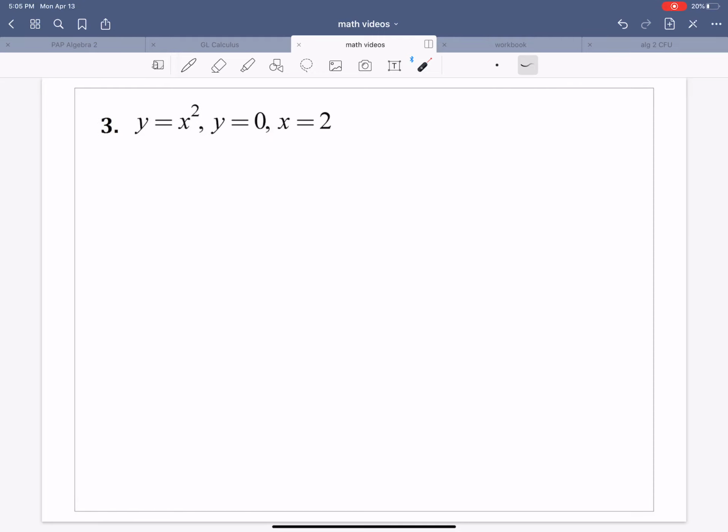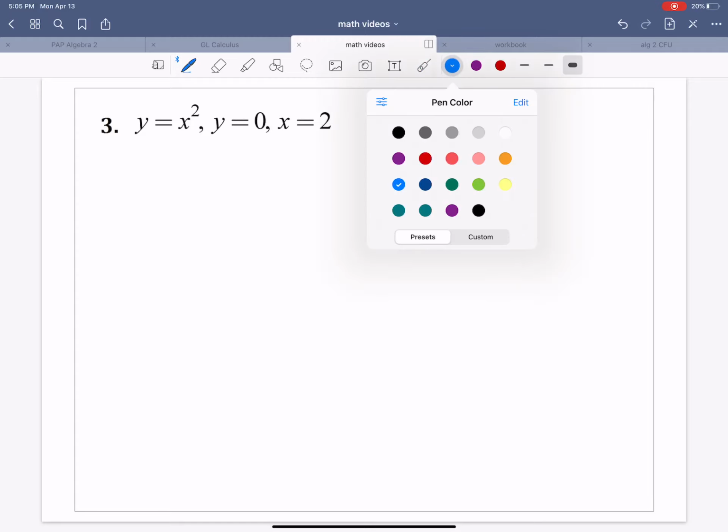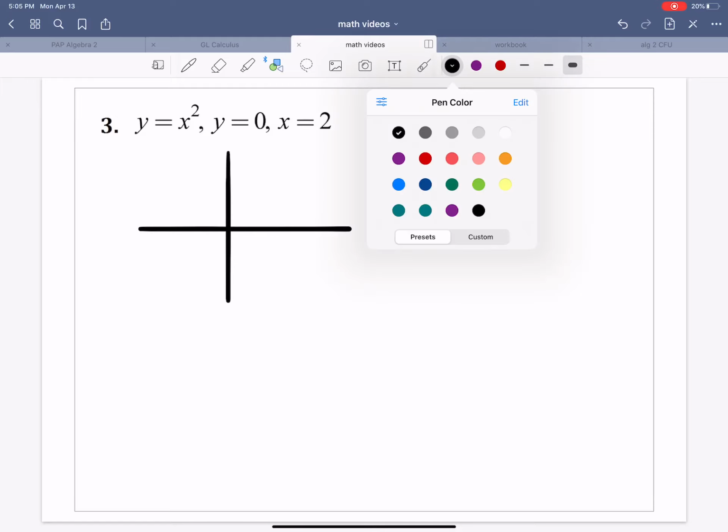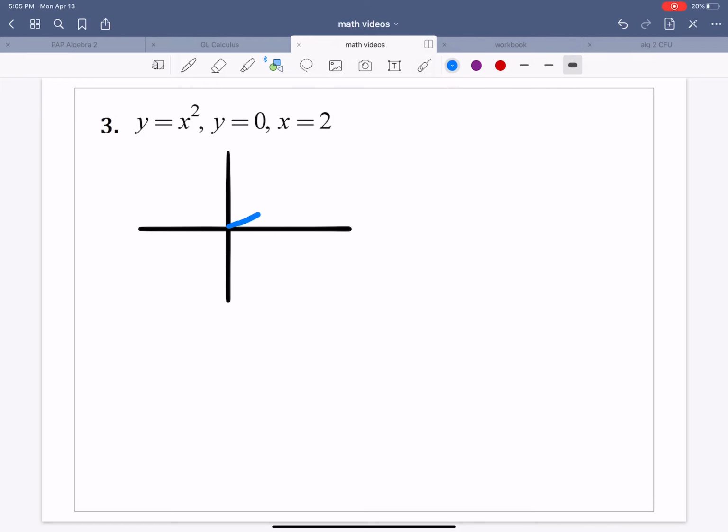Okay, next problem, number 3. Same first step that we've had pretty much every time. We're going to draw a sketch of the graph. Okay, so I've got x squared, which looks like this. That's not what I wanted. X squared looks like this. Y equals 0 is right here, and x equals 2 would be something like this. So the area here is right here. It's like this little triangle with kind of like a curved side.